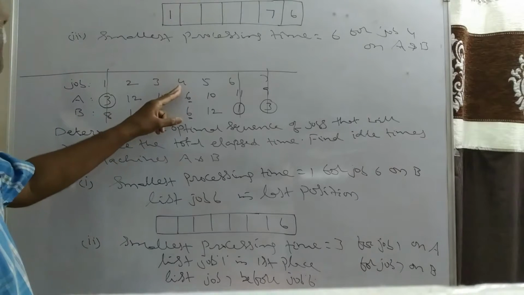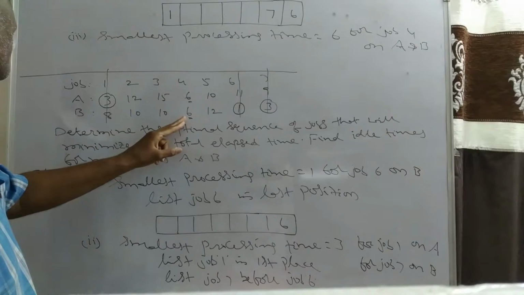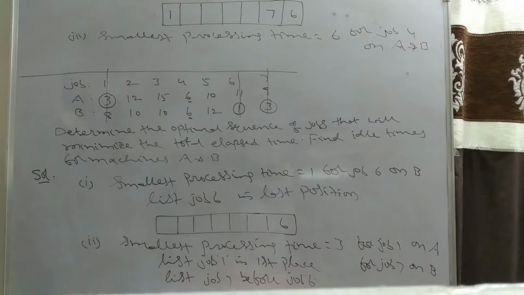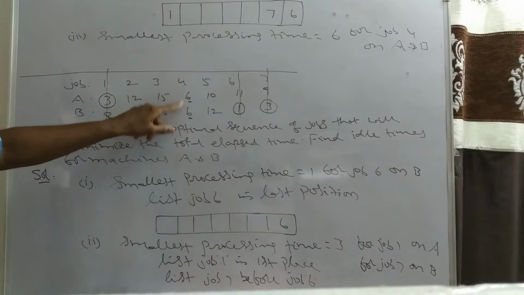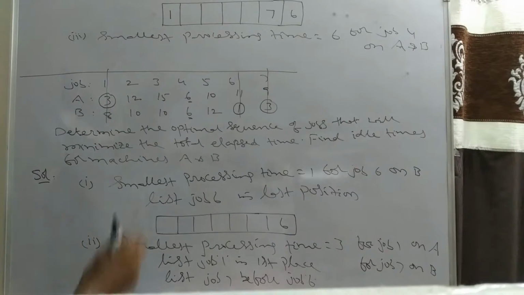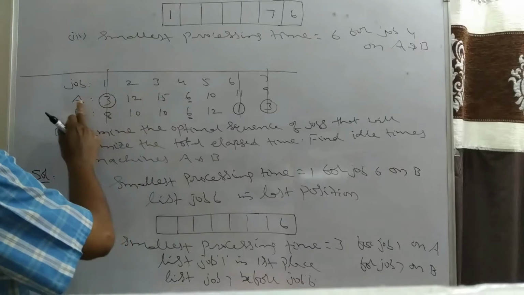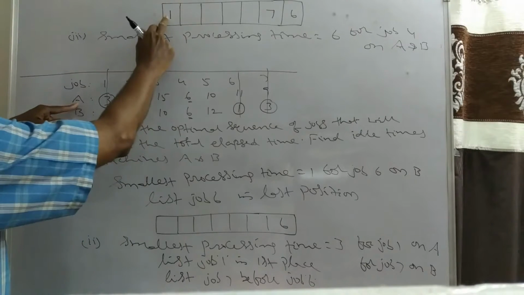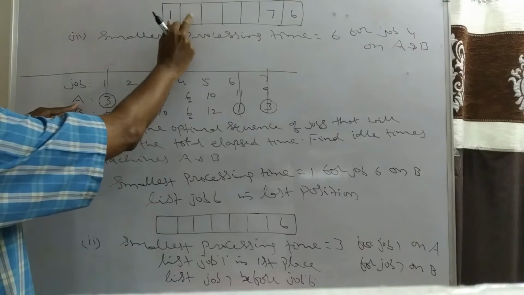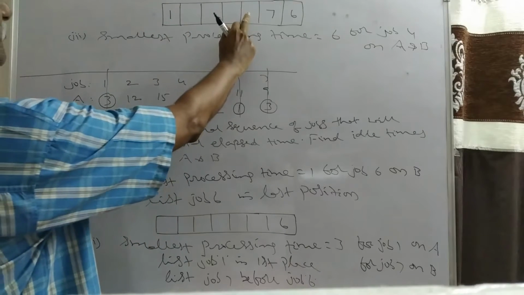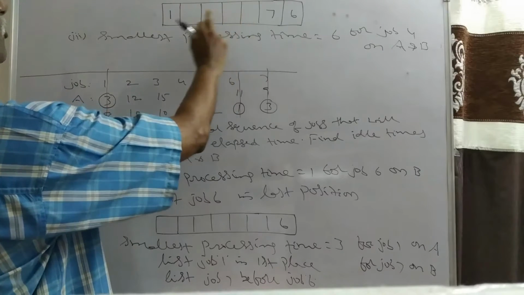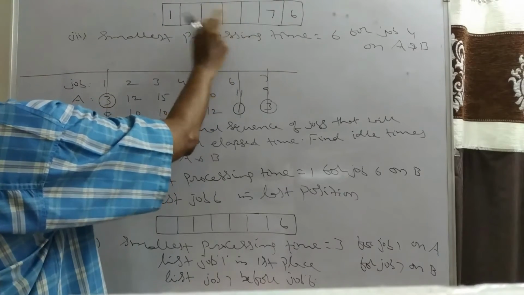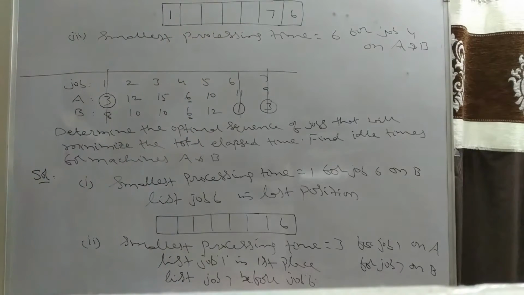The job 4 can be placed at the first position of the sequence or in the last position of the sequence, since the processing time is minimum on both machines A and B simultaneously. So here we get multiple optimal sequences. So we place job 4 in the first position of the sequence, that is after the first job here, or in the last position of the sequence, that is before job 7. So we can list job 4 in either of these two places.